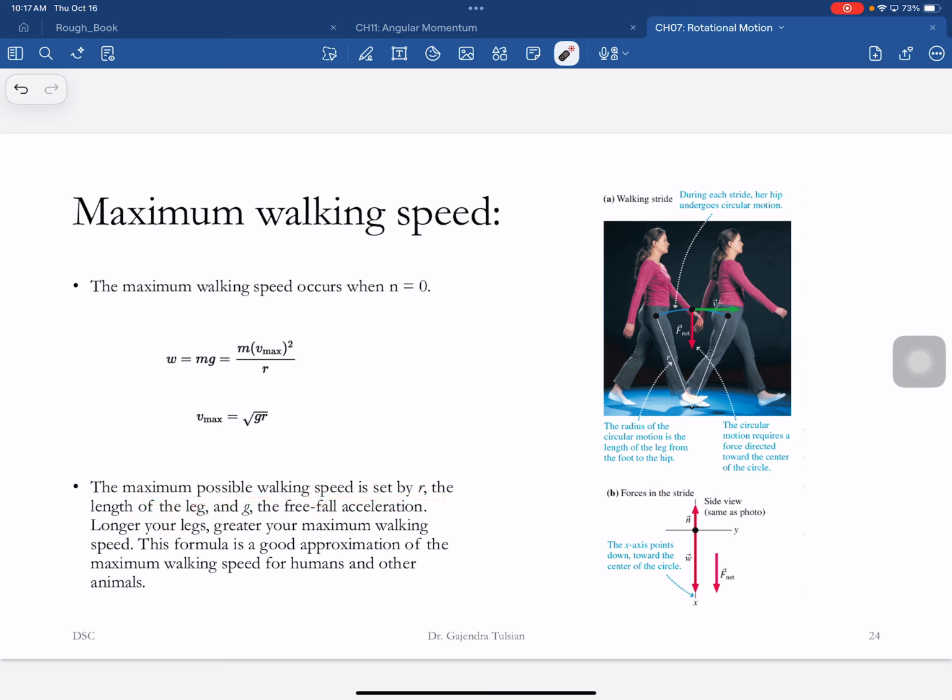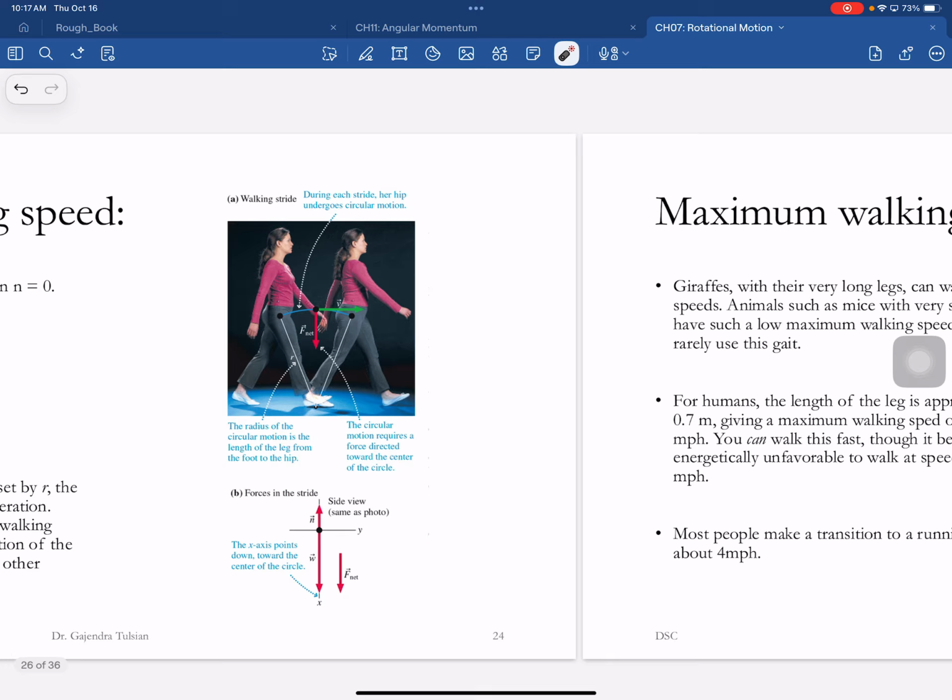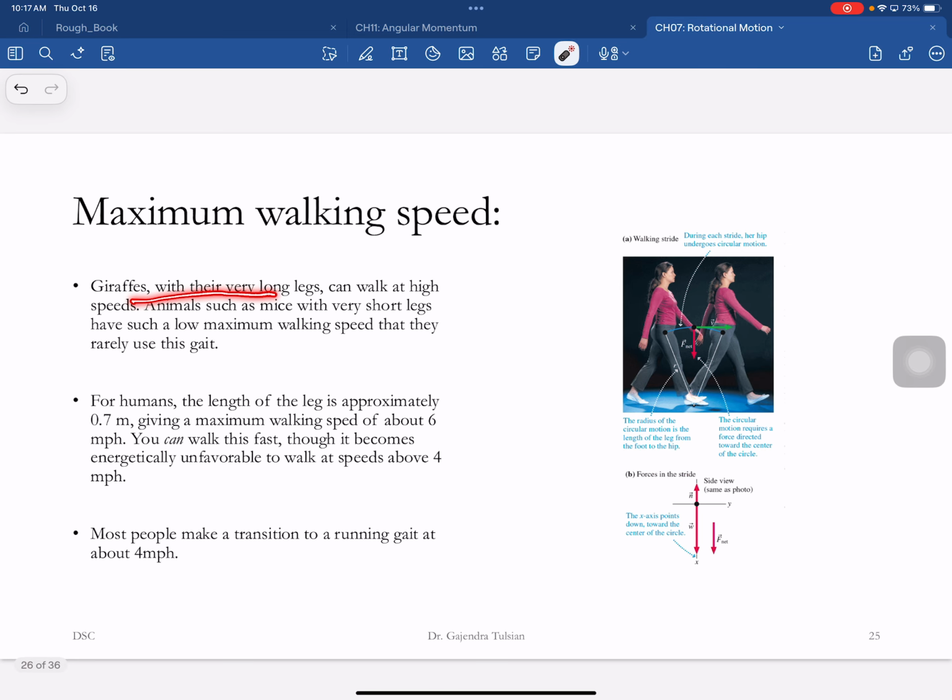So if you want to walk faster, what can you do? You can wear stilts and you can walk faster. You know? So giraffes with very long legs can walk at high speeds. Animals such as mice with very short legs have such a low maximum walking speed that they rarely walk. They rarely use that gait.